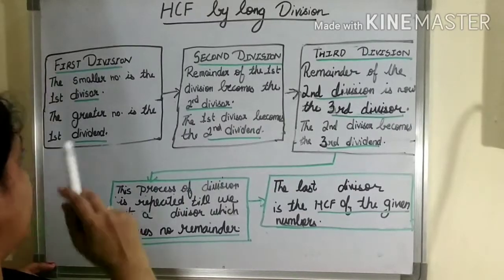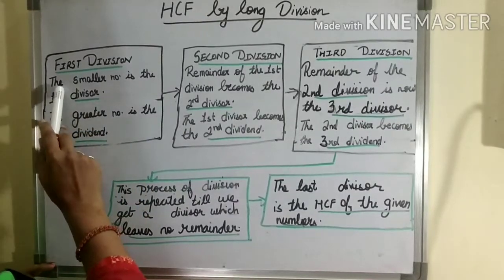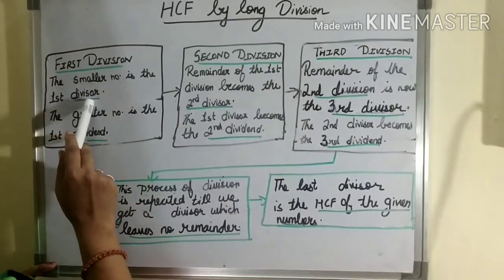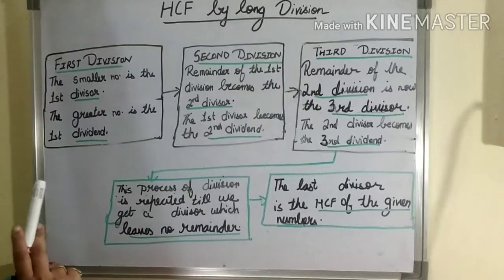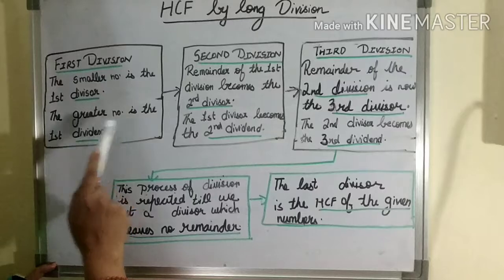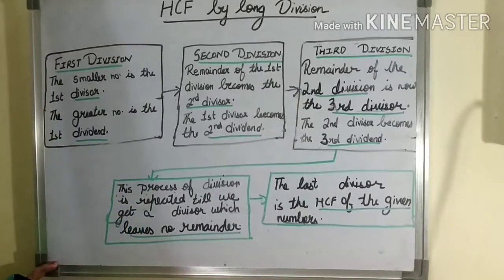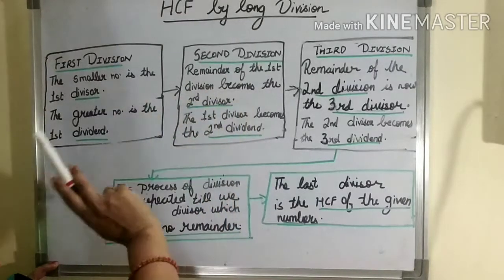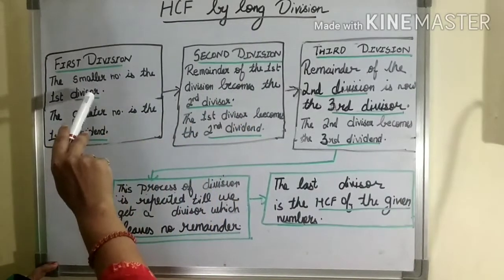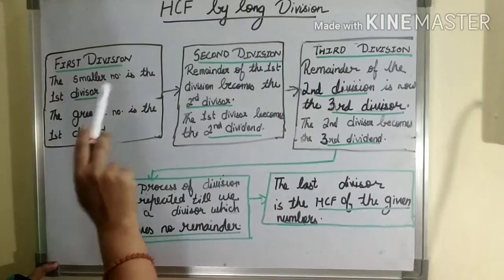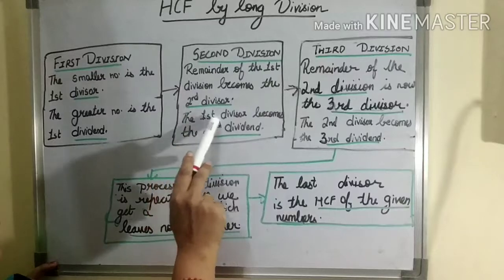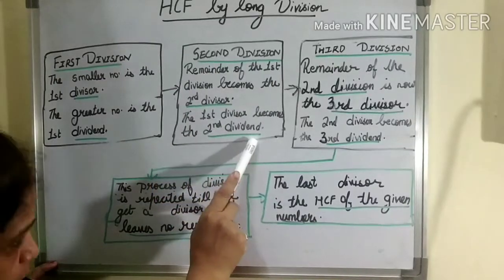Now, the first step. Out of the numbers given, the smaller number is the first divisor. That means out of 2 numbers given, the smaller number will be the first divisor, and the greater number is the first dividend. Now, in the second division, the remainder of the first division becomes the second divisor, and the first divisor becomes the second dividend.